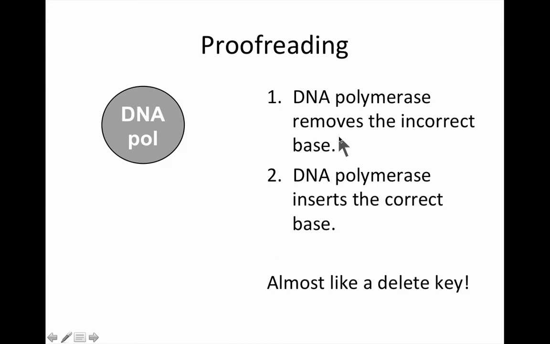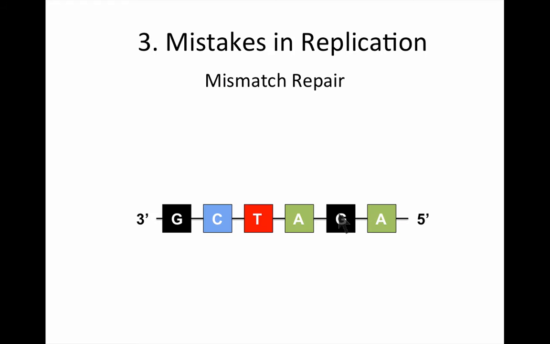So proofreading, DNA polymerase can remove the incorrect base during replication, and it can insert the correct base. It's almost like having a delete key on your computer, where if you type the wrong letter, you can just do a quick backspace and then keep going.